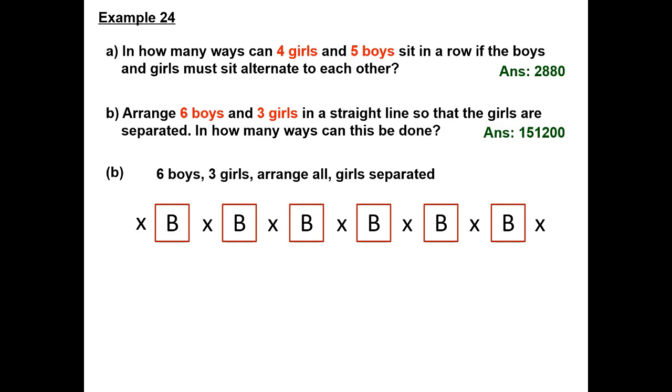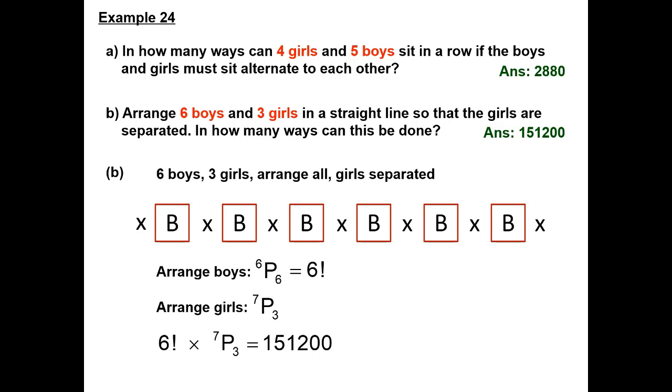Consider this arrangement. Let the 6 p's represent the 6 boys. To arrange the boys, we have 6p6 equal to 6 factorial. The crosses represent the spaces for the girls. We have 7 spaces, but we need only 3. So, to arrange the girls, we have 7p3. Our final answer is 6 factorial times 7p3 equals to 151,200.